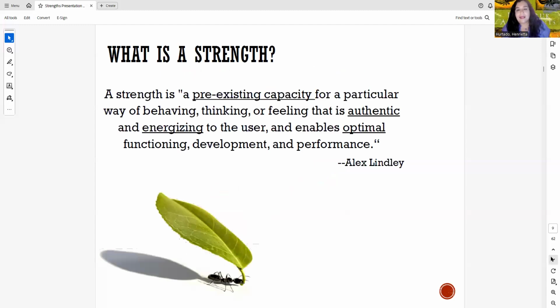So, what is a strength? A strength is a pre-existing capacity or condition for a particular way of behaving, thinking, or feeling that is authentic or true and energizing to the user and enables optimal functioning, development, and performance.